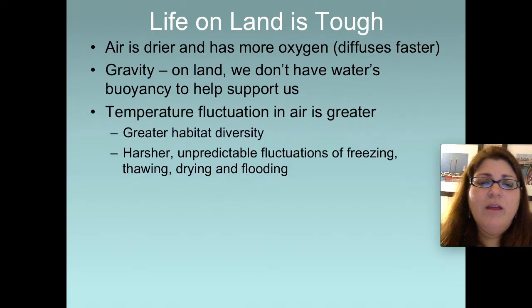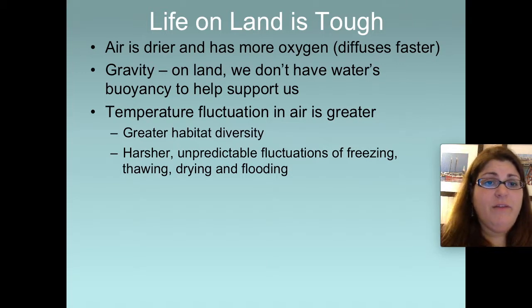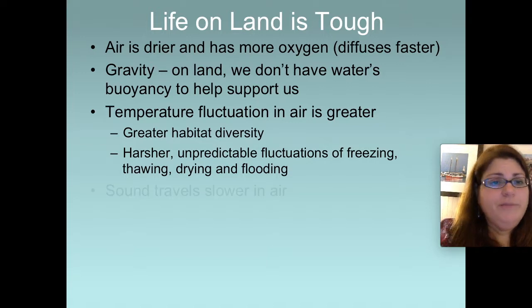So for one, you might remember from biology that water changes temperature very, very slowly. And so on land, there's a greater fluctuation of temperature, so they need to be able to deal with that fluctuation. However, that also provides a more diverse variety of habitat. That's how we have rainforests and deserts and prairies and savannas. But those are harsher, unpredictable conditions too. Animals have to be able to deal with freezing, thawing, drying out, flooding. All of those things present additional challenges that just aren't found on land or in water.